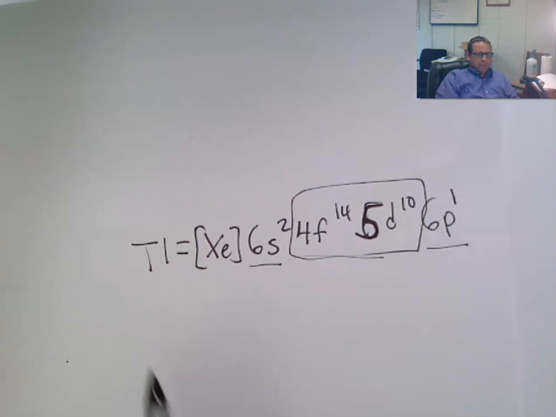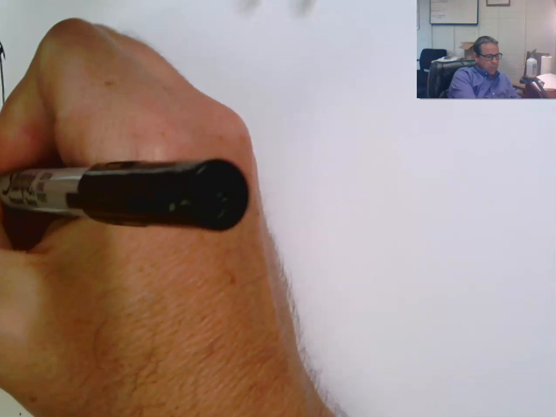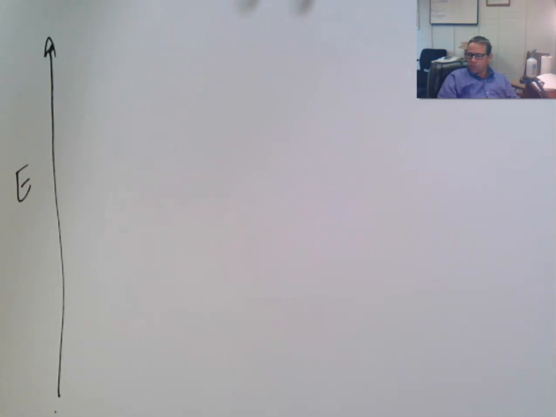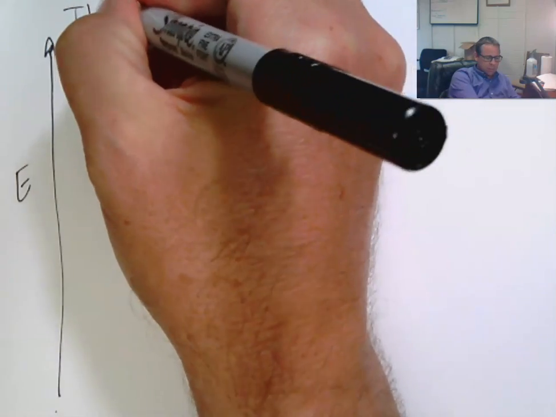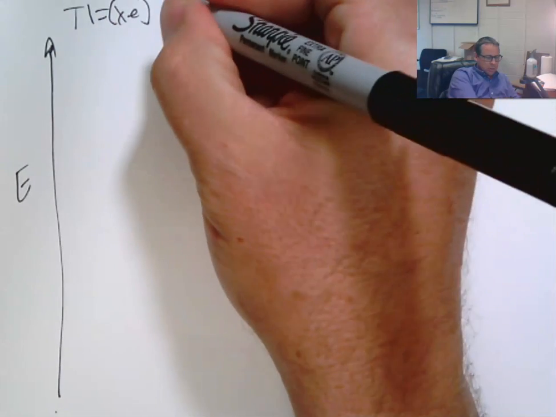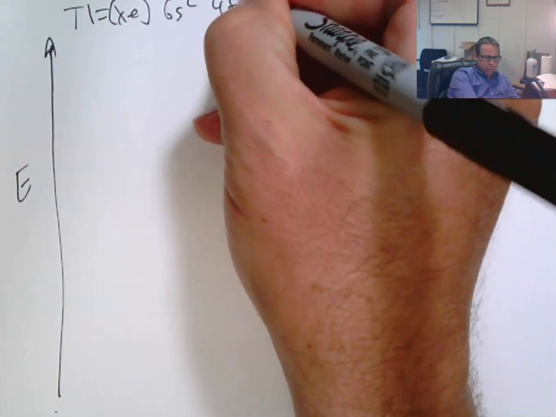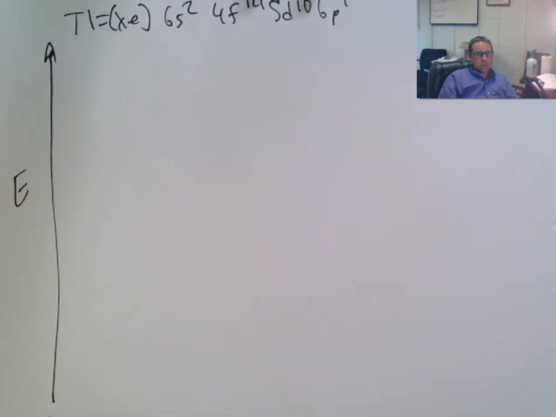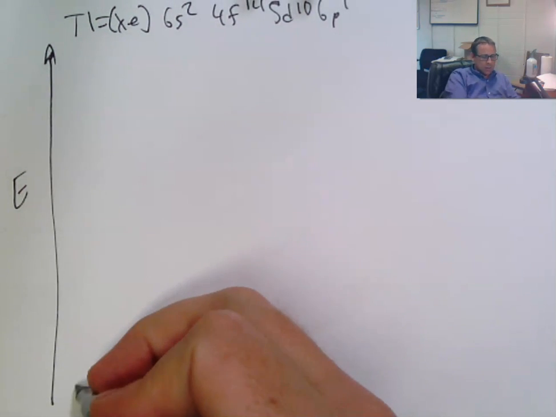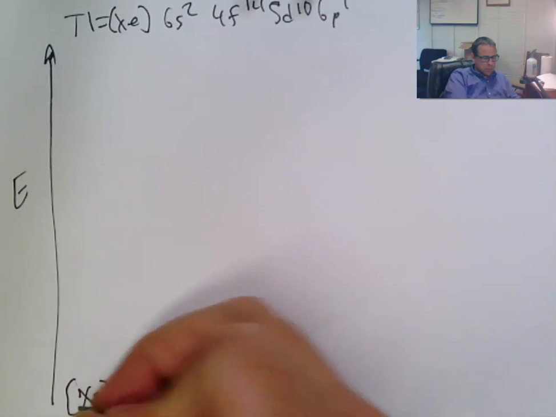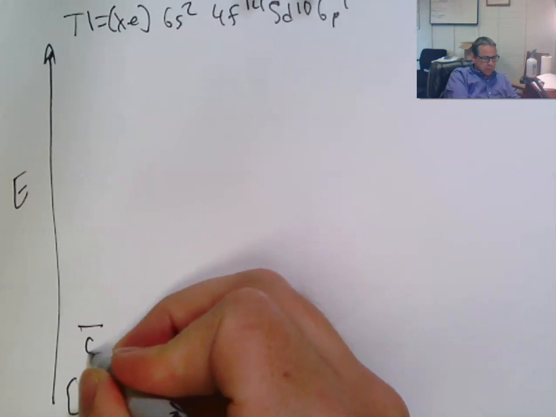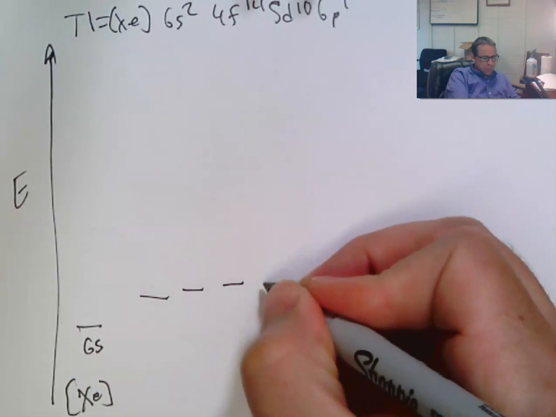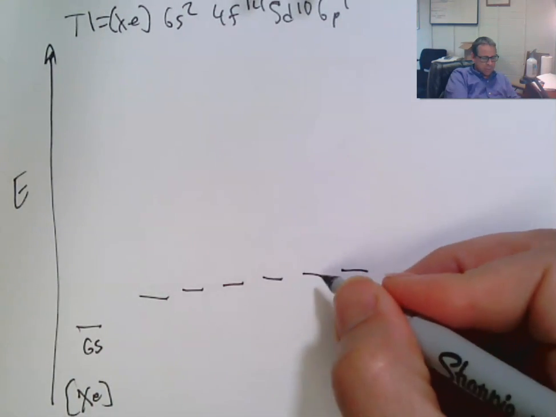So, let's look at thallium, its electron configuration here, and try to find out what kinds of ions it would like to form. I'll have up here thallium, xenon, 6s2, 4f14, 5d10, 6p1. All right, and now we're drawing the electron configuration. Xenon, to save ourselves some time, 6s, 4f14, 3, 4, 5, 6, 7. 1, 2, 3, 4, 5, 6, 7.